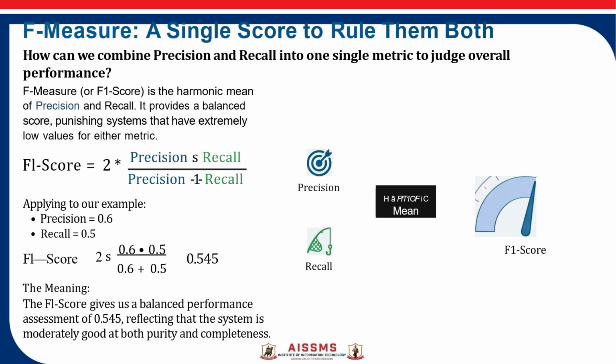How do we judge overall performance with one number? We use the F measure or F1 score, which is the harmonic mean of precision and recall. It provides a balanced score and punishes systems that have extremely low values for either metric. For our Python tutorials, the calculation results in an F1 score of 0.545, showing the result is moderately good at both purity and completeness.